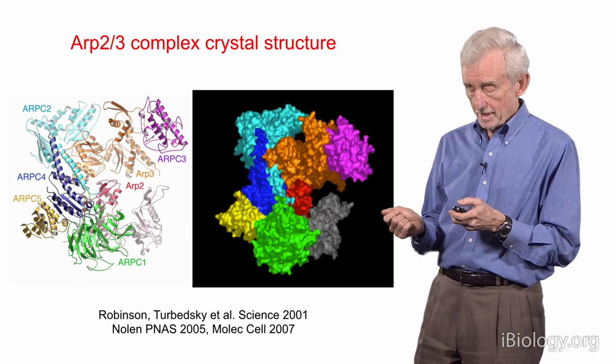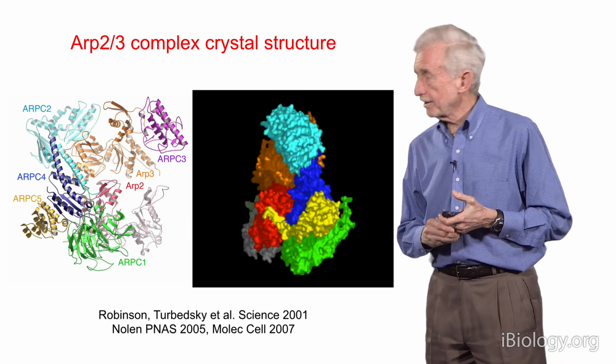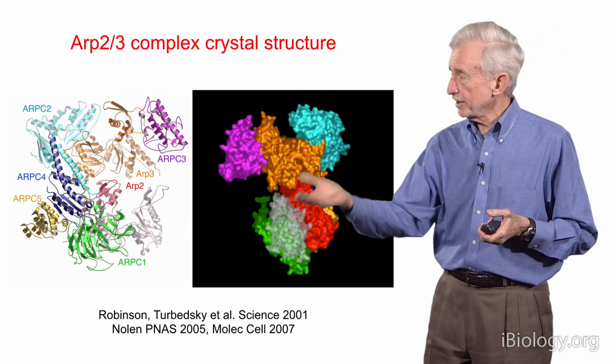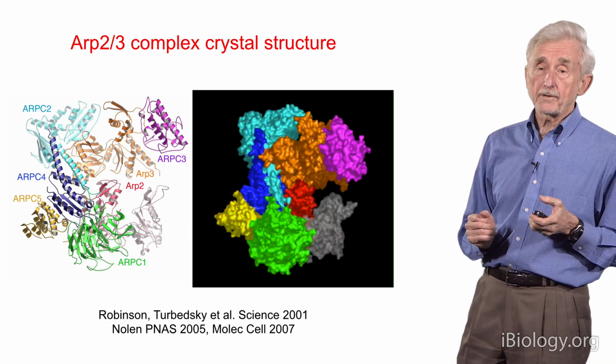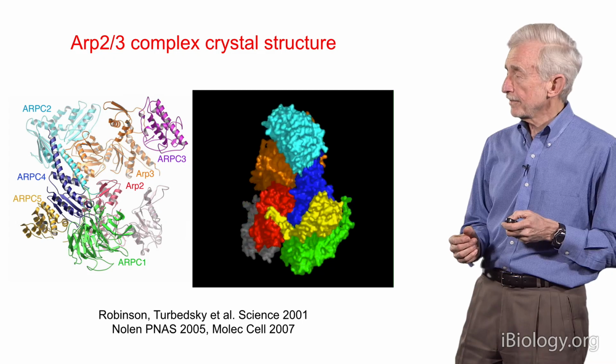Over here on the right in this space filling diagram, which is turning around so you can see all sides of this big complex, you can see the ARP3 up at the top and the ARP2 down at the bottom. This shows more clearly the fact that they're not positioned correctly to start up an actin filament.